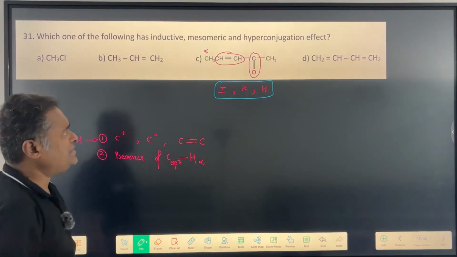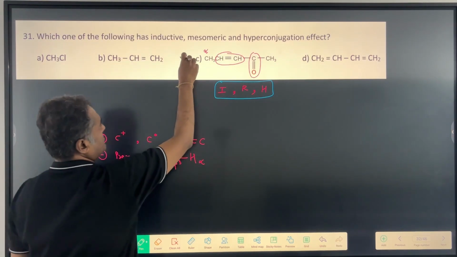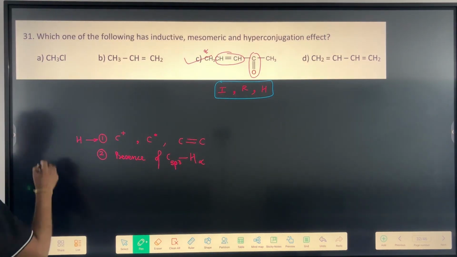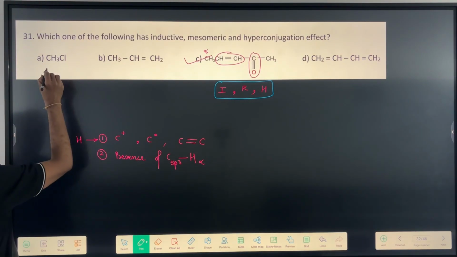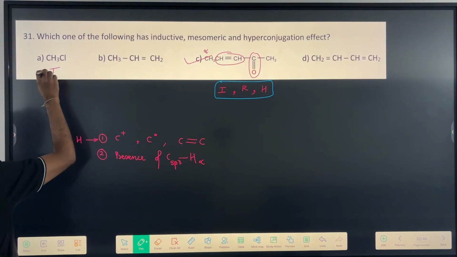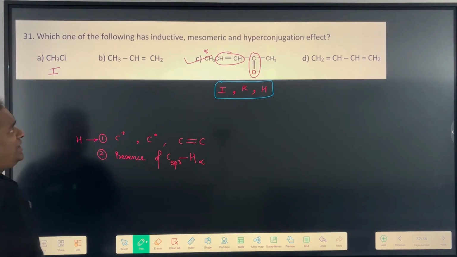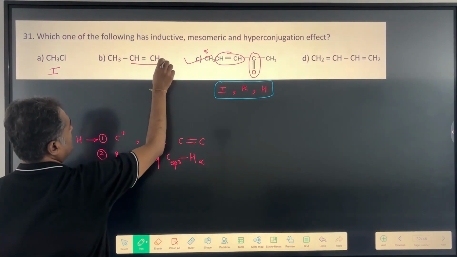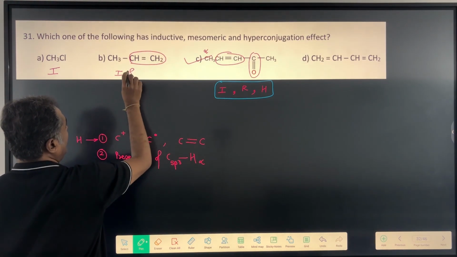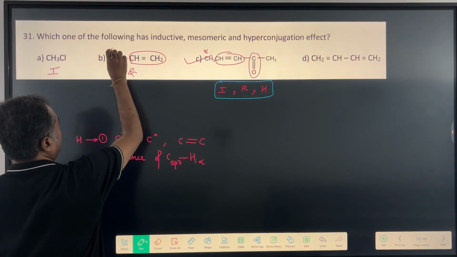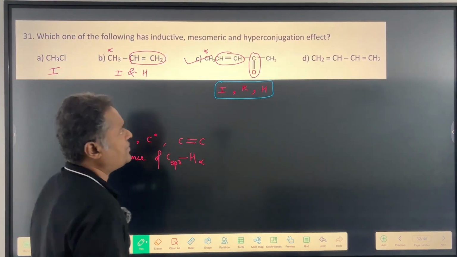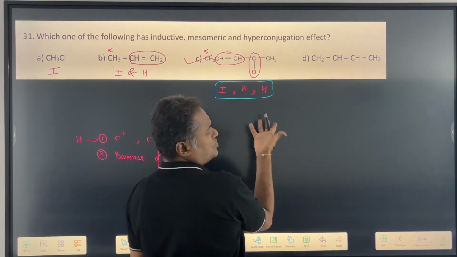Now that means your correct answer is this, but at the same time now let's discuss other options. Now in this case you can see only an electronegative atom, that means it shows only and only inductive effect. In this example if you check there is a functional group, yes, so it will show inductive effect. And if you see this is alpha H and the condition is matching for hyperconjugation. So here both the effects are there. In the third example I have shown all 3 effects.